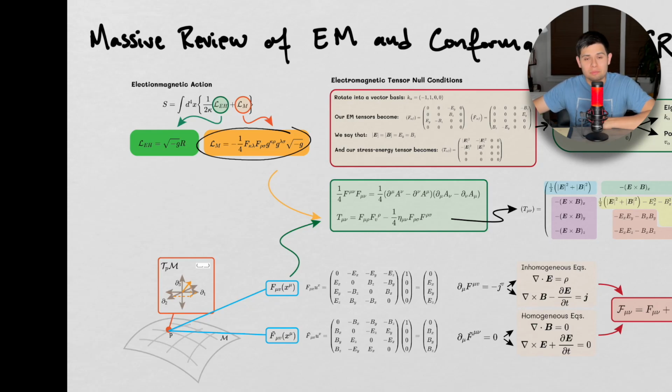So today we're going to be talking about a huge review of E&M within the context of general relativity and conformal transformations. These are the two big topics that we've been talking about for the past few videos.